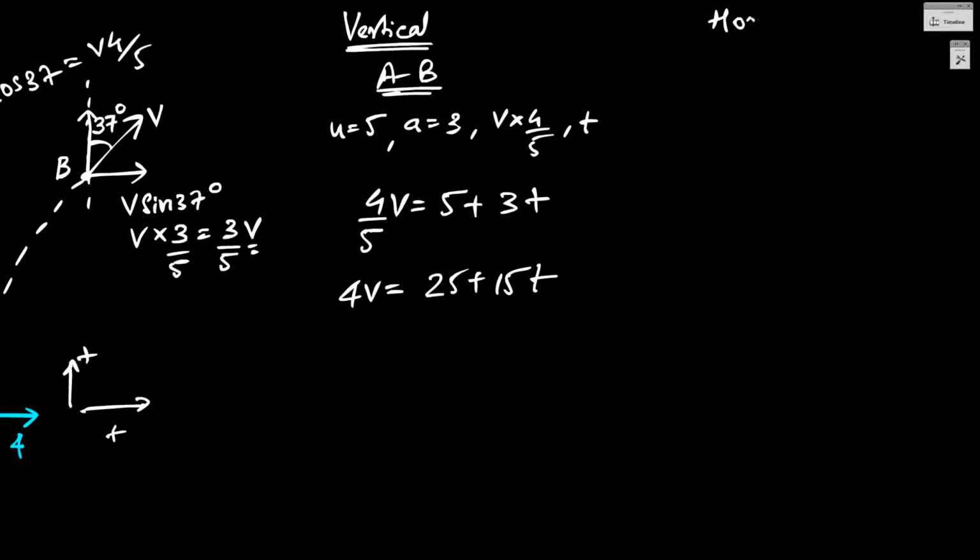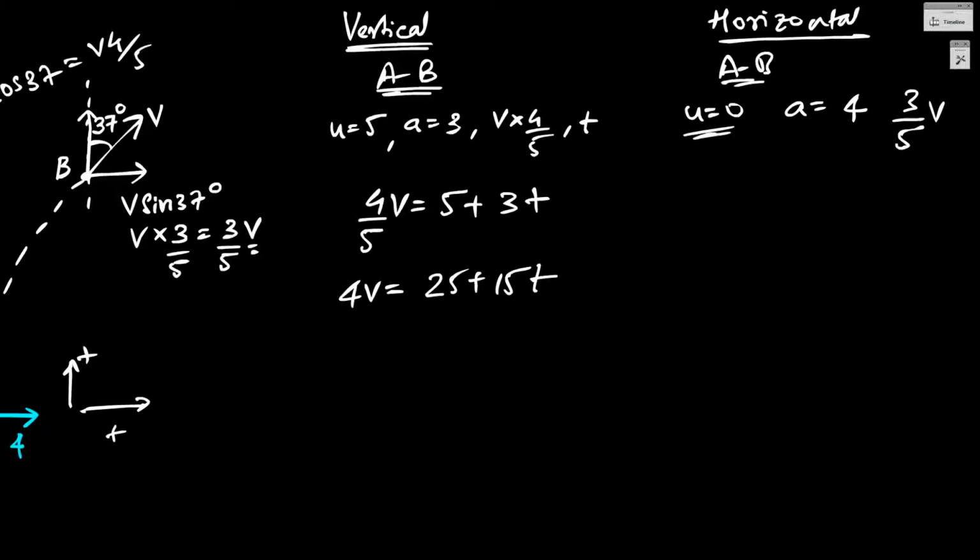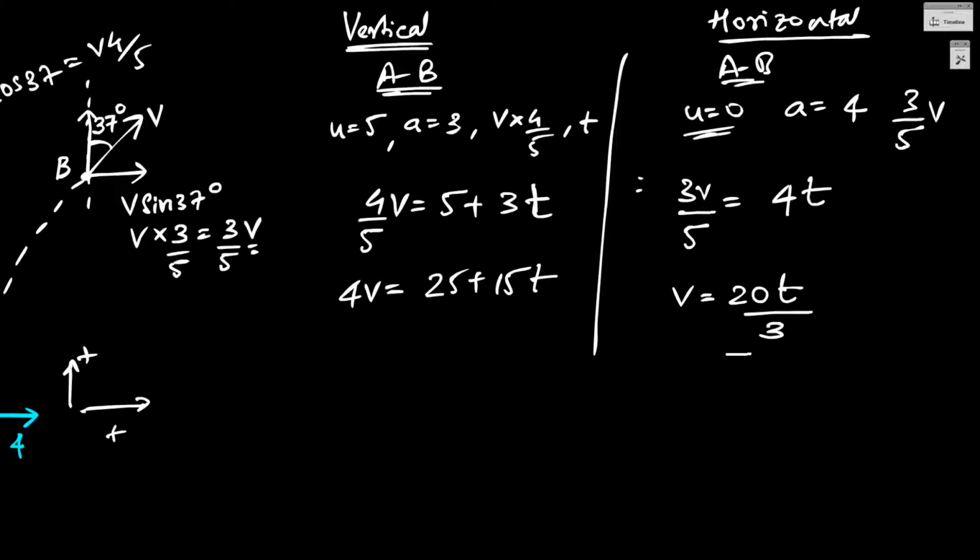Let's now go into the horizontal and build another equation quickly, shall we? So from A to B, initial velocity in the horizontal is 0, remember that. Acceleration is 4. And final velocity is going to be 3/5 of V. So 3V by 5 is initial velocity 0 plus A T, which is 4T. Oh, my plus sign and T look identical. Alright. So the equation here is going to be V equal to 20T by 3.